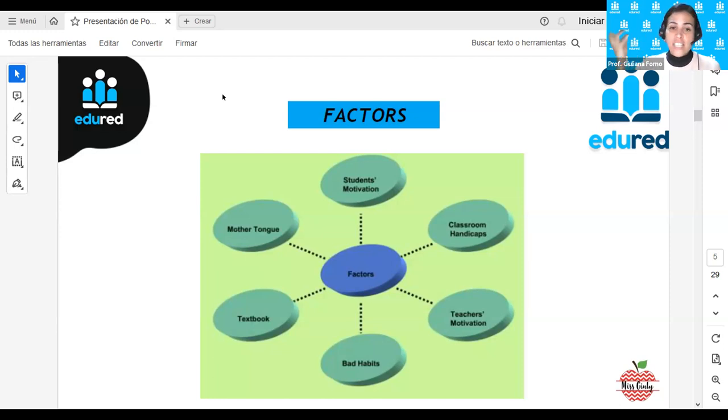So that's what we need to do. We need to use the textbook as a tool, not as everything. Making the textbook the center of my class is not going to work. We can use a lot of resources from the net, but we have to adapt them.